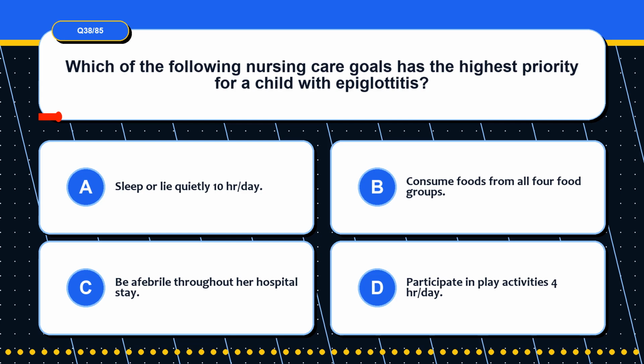Question 38. Which of the following nursing care goals has the highest priority for a child with epiglottitis? Here are the options. Option A. Sleep or lie quietly 10 hr/day. Option B. Consume foods from all 4 food groups. Option C. Be afebrile throughout her hospital stay. Option D. Participate in play activities 4 hr/day.